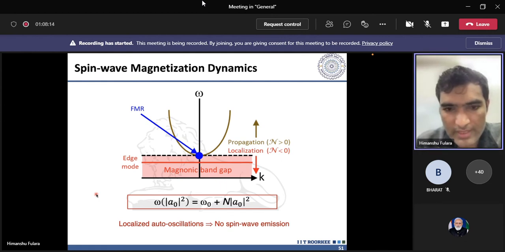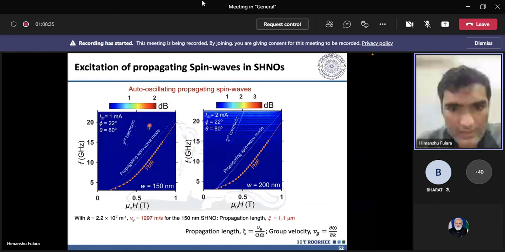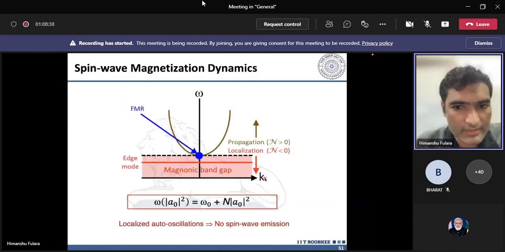Like you have a Fermi level, this line is also a kind of Fermi level here, because this line is basically this point. So this is the energy band diagram of this spin wave dynamics. Omega is the frequency of this auto oscillation, and k is the wave vector. You see this is a parabolic curve, and this point distinguishes whether your auto oscillations are localized or propagating. So FMR is a level above which your auto oscillations are propagating.